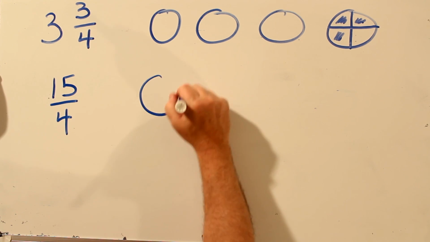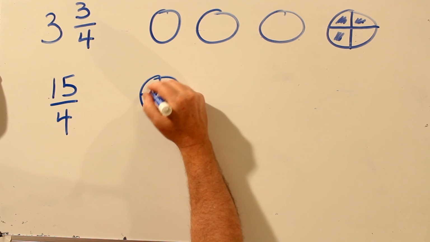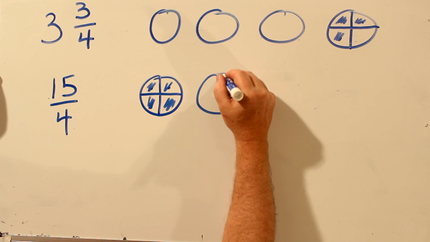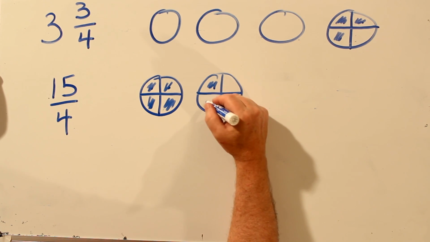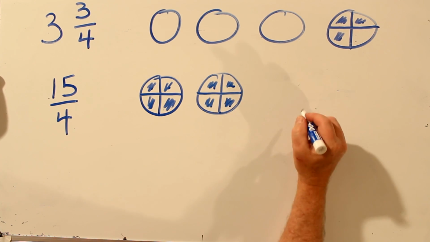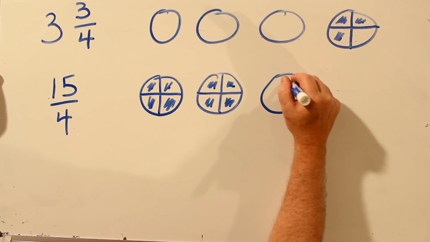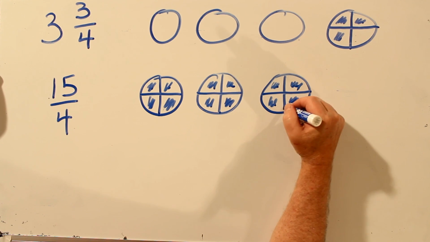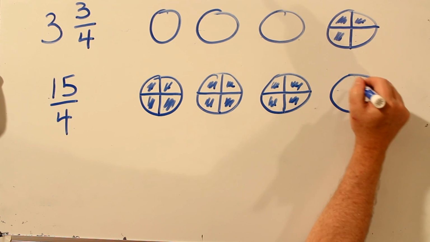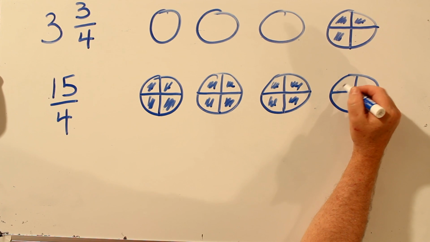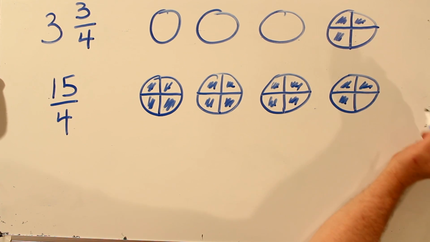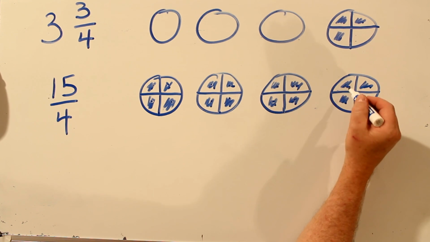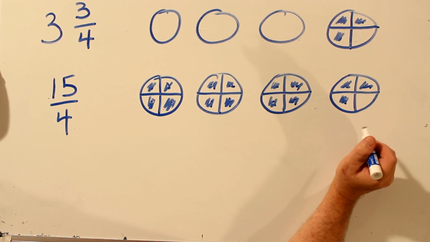Well, what if we said we have 15/4? Well, we could have 4/4 with one thing. 1, 2, 3, 4. The next one. 5, 6, 7, 8/4. The next one. 9, 10, 11, 12/4. And one more. 13, 14, 15/4 altogether.